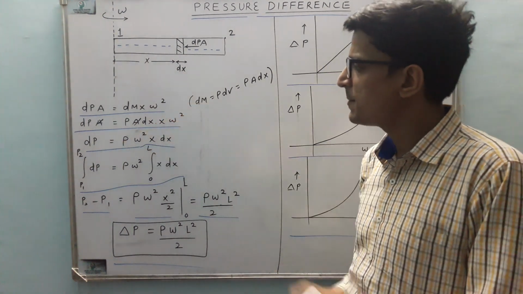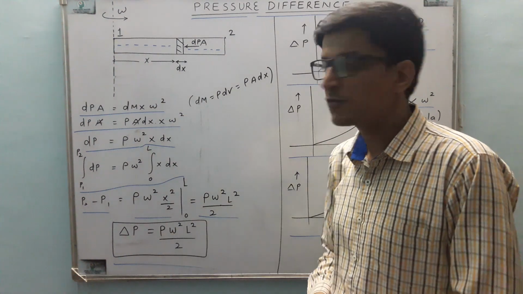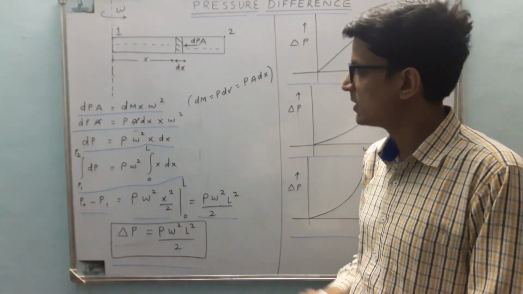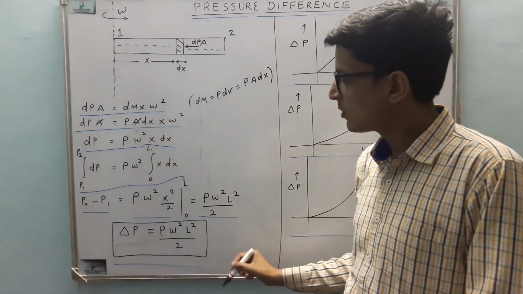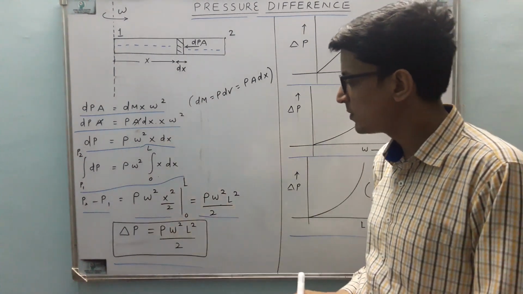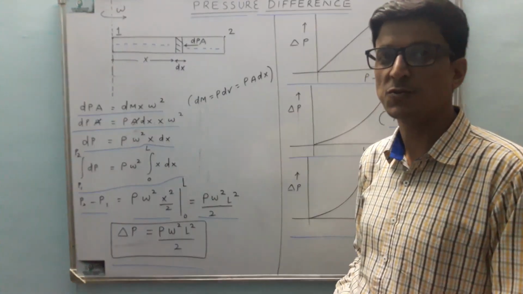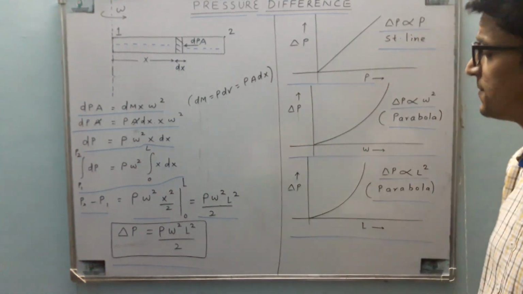So this is dP. We just integrate it from the limit P1 to P2, and here the limit is from 0 to L. So after all the calculations, the pressure difference comes out to be rho omega square L square by 2. Now let's see the graphs.